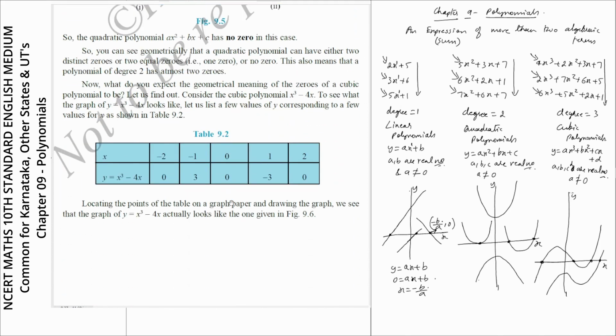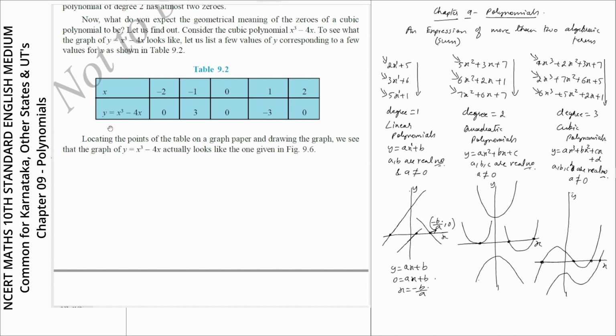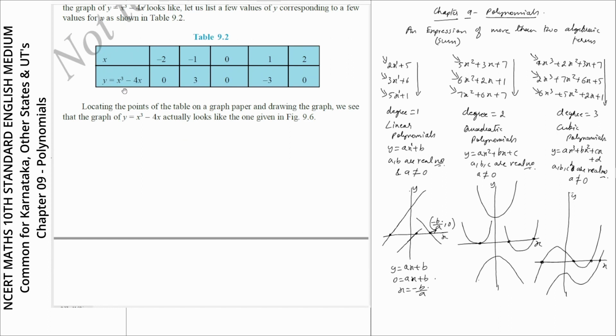And at the last they have given an example of a cubic polynomial. So the example is this one, y is equal to x cube minus 4x. So the highest power of x here, you can see there are two terms in this polynomial. Highest power of x is 3. That's why this is a cubic polynomial.